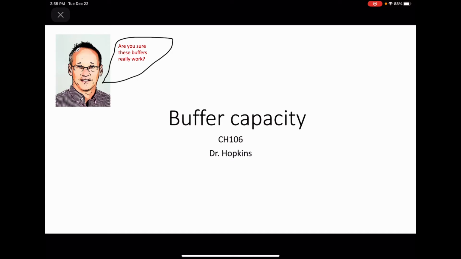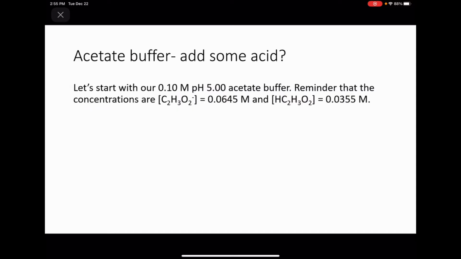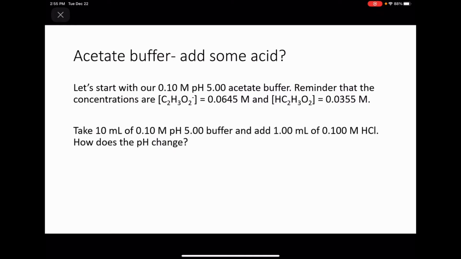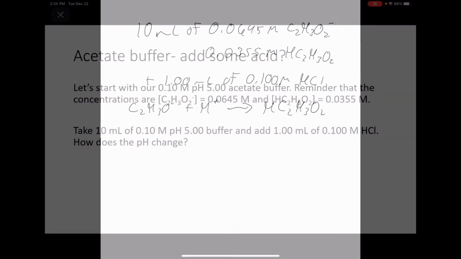Today we're going to discuss buffer capacity. So we're going to start out with the same buffer we've been making, that we made 3 different times in the last video. We're going to use a pH 5 acetate buffer. We have our concentrations, and let's add 1 milliliter of 0.1 molar HCl to 10 milliliters of our 0.1 molar buffer, and check how the pH changes.